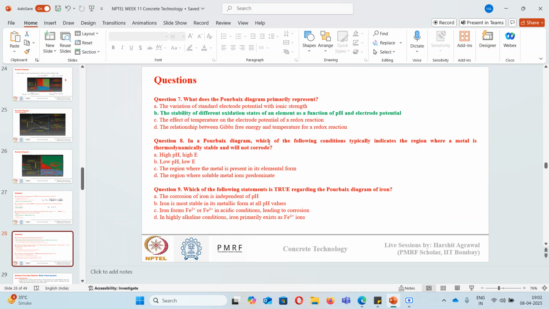In the Pourbaix diagram, which of the following conditions typically indicates the region where a metal is thermodynamically stable and will not corrode? Under which condition do we say that the metal is stable and won't corrode? In general, right now we are not talking about iron, nickel, copper, or any specific metal, but in general, which region will indicate that a metal will be stable?